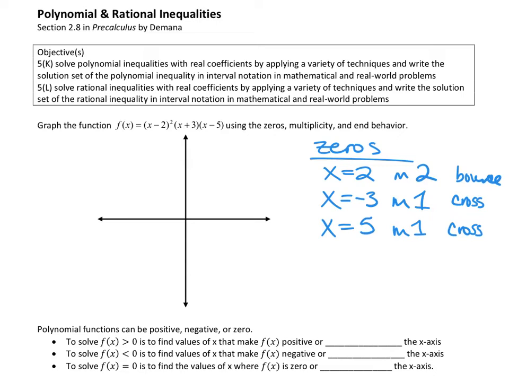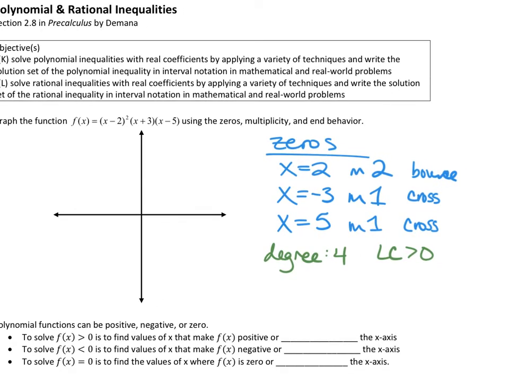What is the degree of that polynomial? 4, so it's an even. And what is the leading coefficient? Is it greater than or less than 0? Since all of the first terms are positive and there's no negative in the very front, it's going to be a positive leading coefficient. The end behavior for an even positive function is like a quadratic that's positive, which means it's going to be up at both ends.